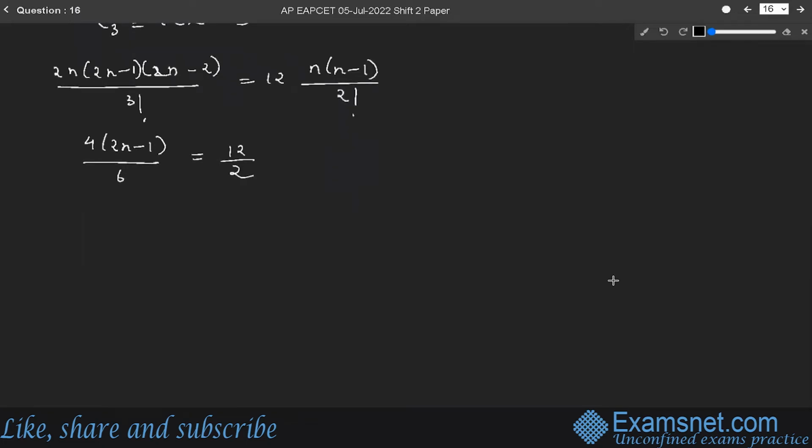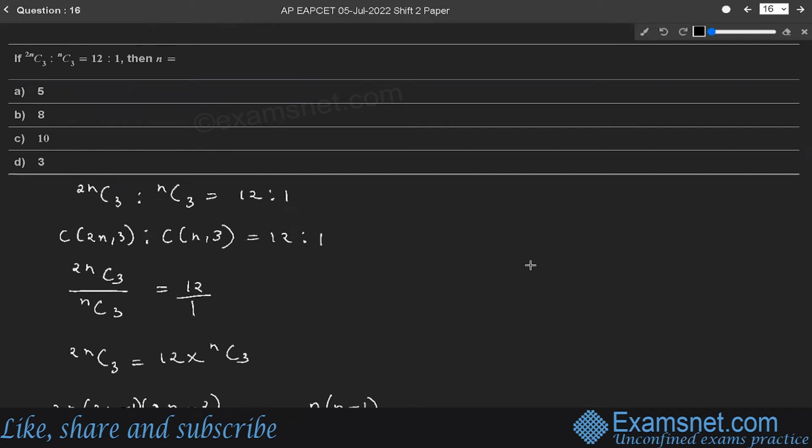Now, further cross multiplying, it will be 2n minus 1 is equal to 9. So 2n will be equal to 9 plus 1, which is 10. So n will be equal to 5. Therefore, we can say that the required value for n is 5 here. So the correct option here is option number A.